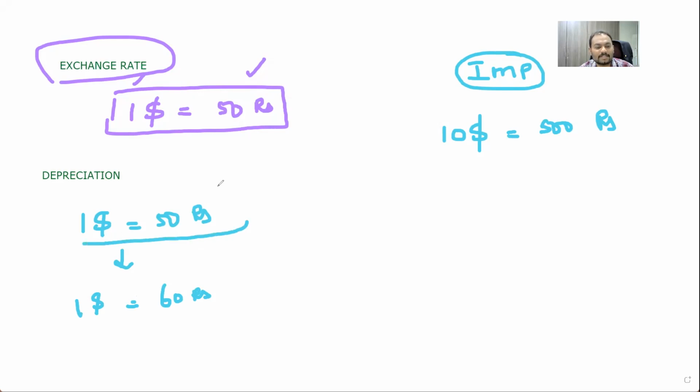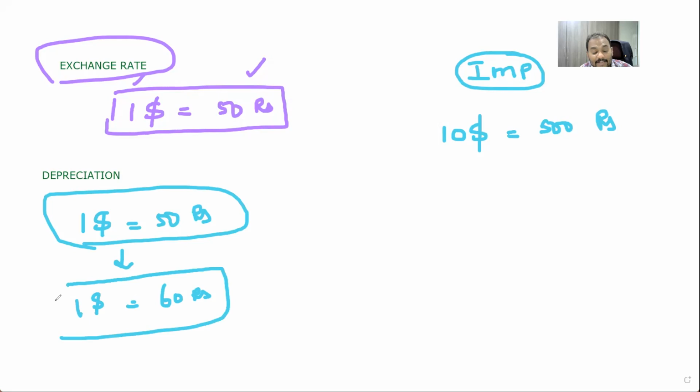What was the earlier exchange rate? $1 is equal to 50 rupees. Now, what is the exchange rate after depreciation? 60 rupees. Now, to import the same $10 worth of good, how much do you have to pay with the depreciation? 600 rupees. You are paying more of your currency because the value of your currency has decreased. That's why you have to pay more.